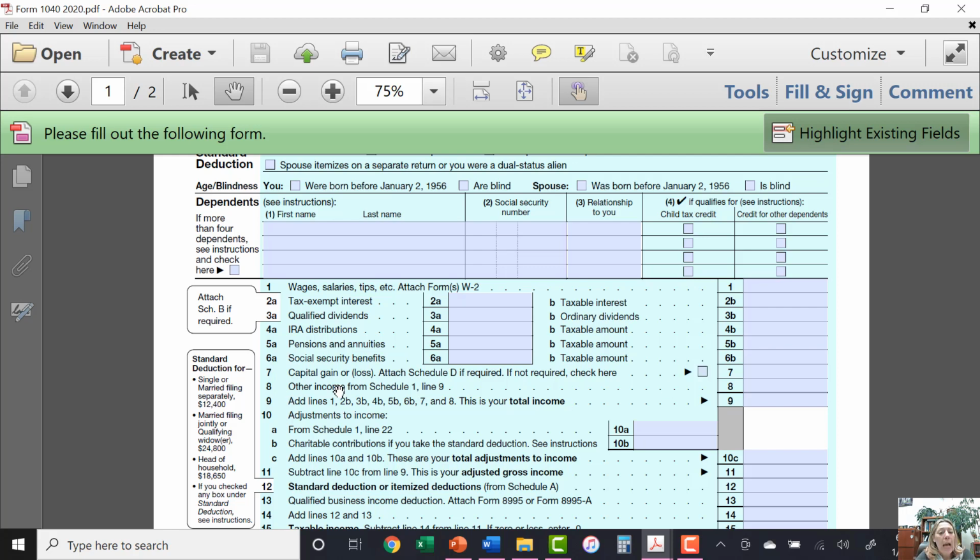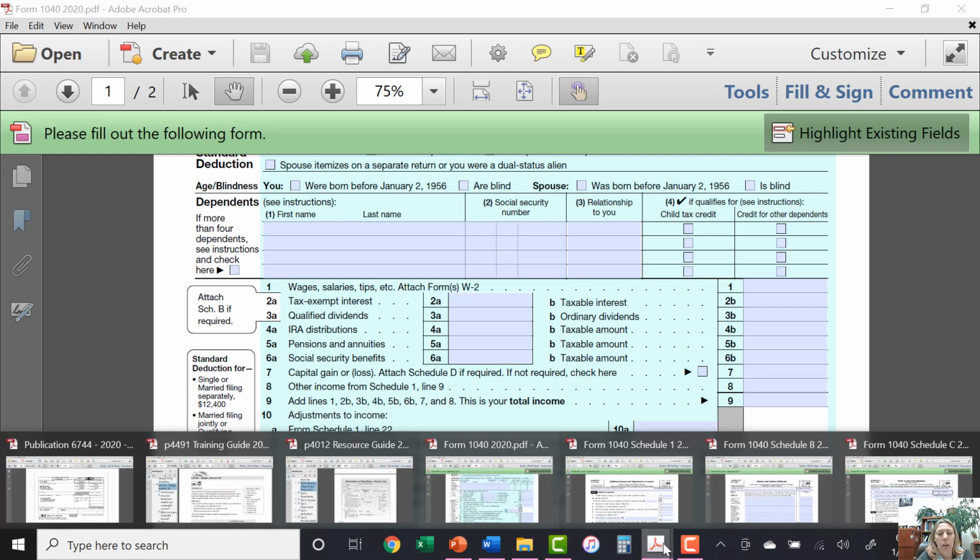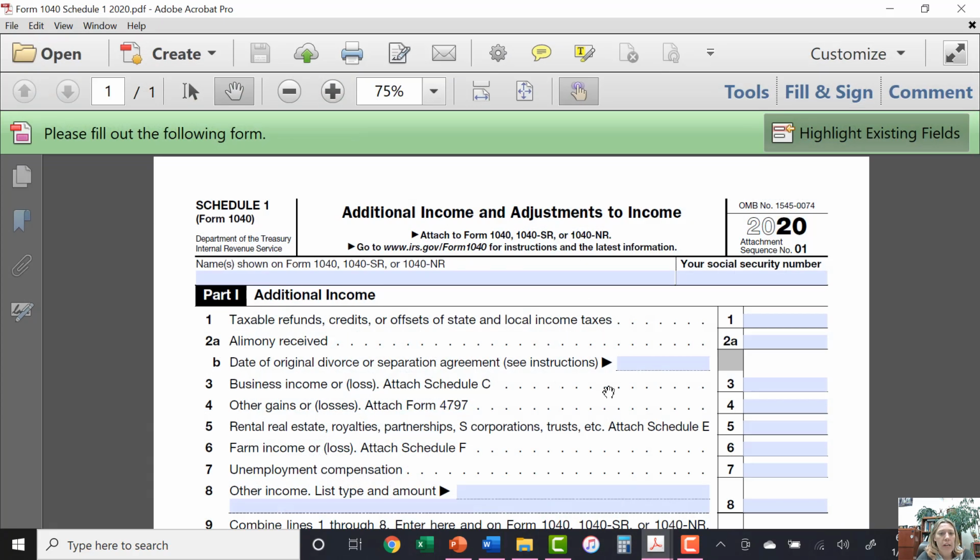Okay, capital gain and loss in total gets reported here, but you're going to see other forms and schedules that get printed out. Schedule D is one of them. Okay, but the total gets reported here, and then any other income from Schedule 1. Schedule 1 right here, additional income. So if you have Schedule C profit, it goes here, and then they carry it over to the 1040.